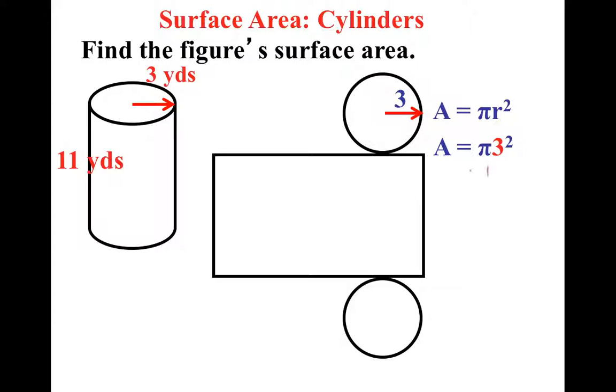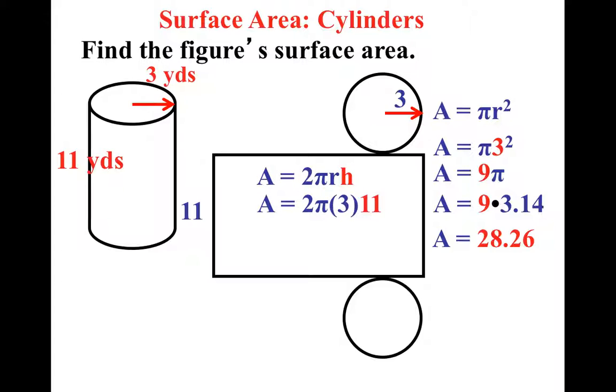So I plug in the 3. 3 squared is 9. I get 9 pi. 9 times pi, everybody knows, is 28.26. And since we know this is 11, we can say that we have 2 pi r, so 2 pi, radius is 3, and the height is 11. When we multiply this all together, I get 66 pi, which equals 207.24.